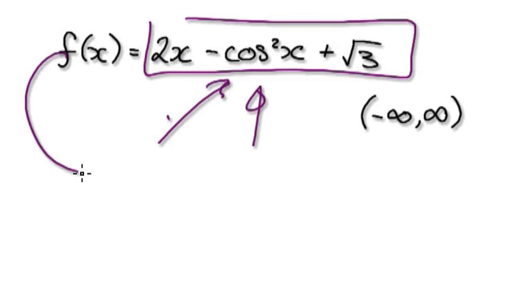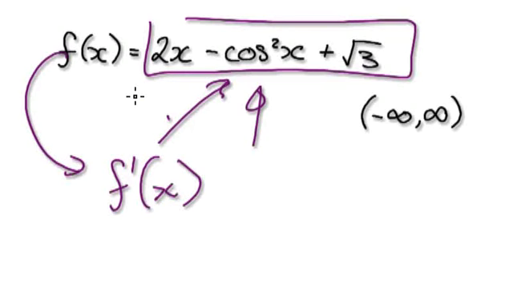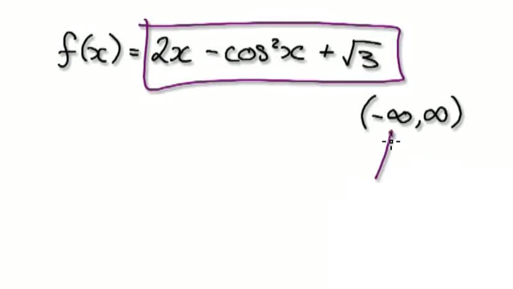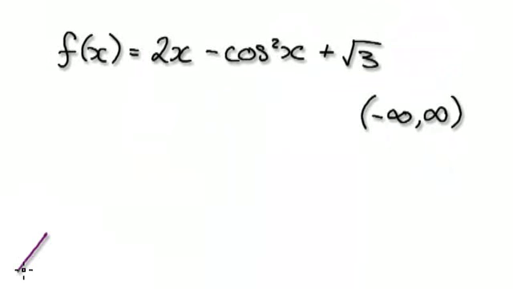So let's just differentiate it and then analyze f prime. So show that this here only has one solution from minus infinity to positive infinity. So press pause and have a go.